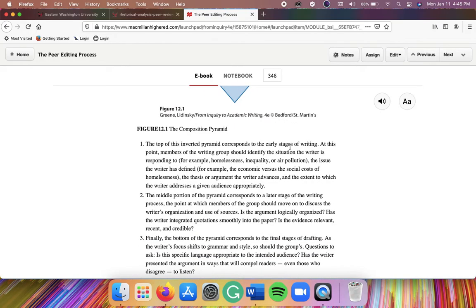The middle one is something else, like I just talked about, like the organization of it and the uses of its sources. Is the essay itself logically organized? Has the writer integrated quotations smoothly into the paper? Is the evidence relevant, recent? And those sort of things.